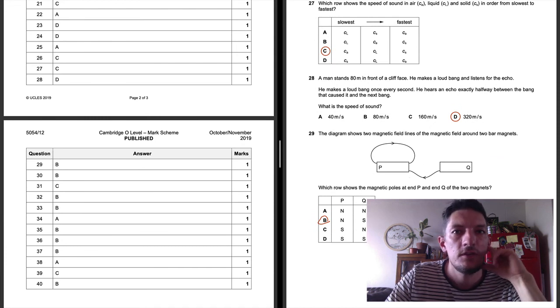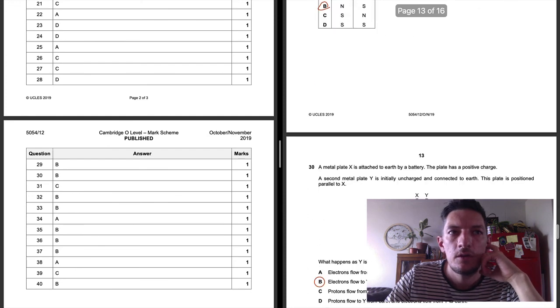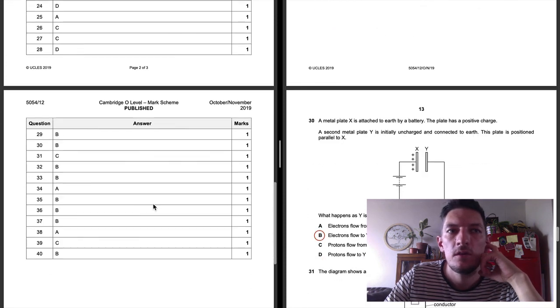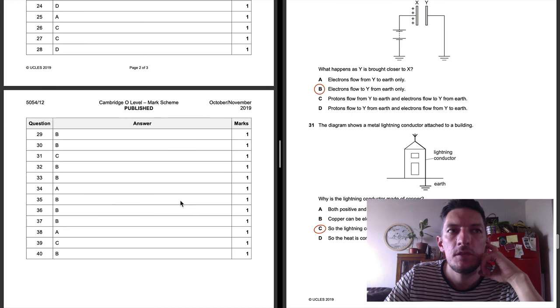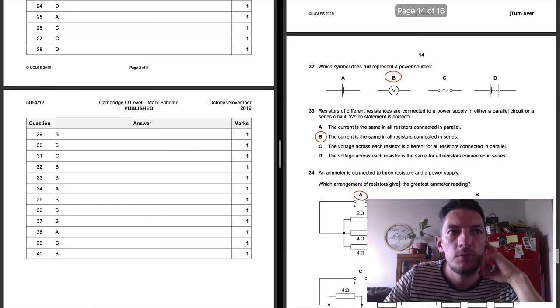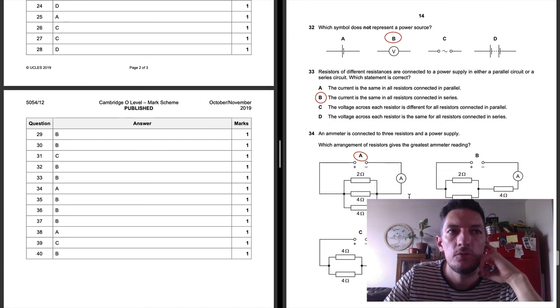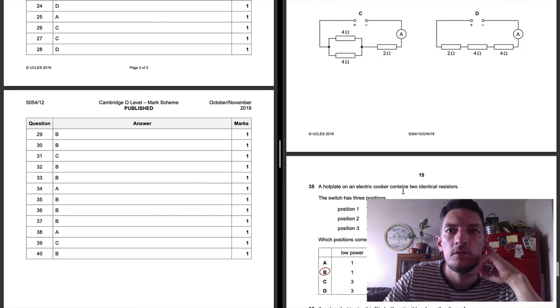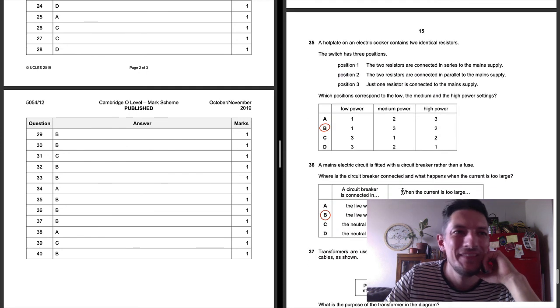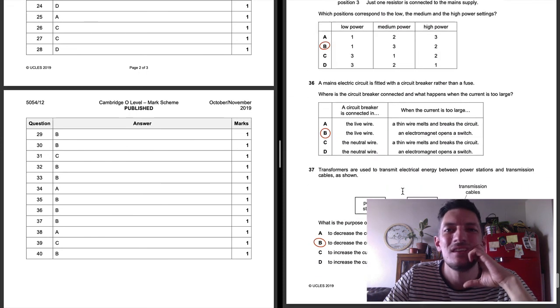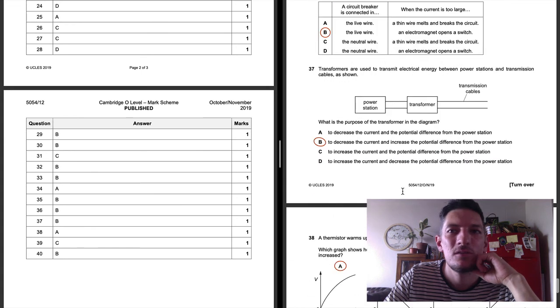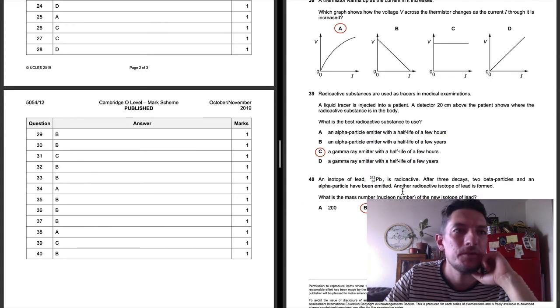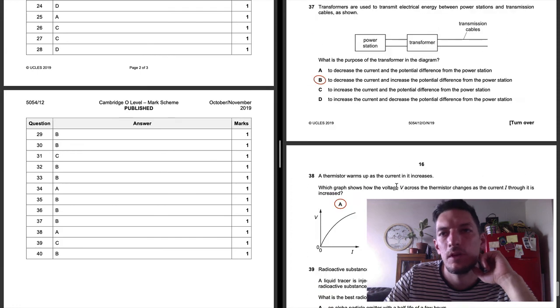28D. 29B. 30B. 31C. 32B. 33B. 34A. 35B. 36B. 37B. 38A. 39C. 40B. Bam.